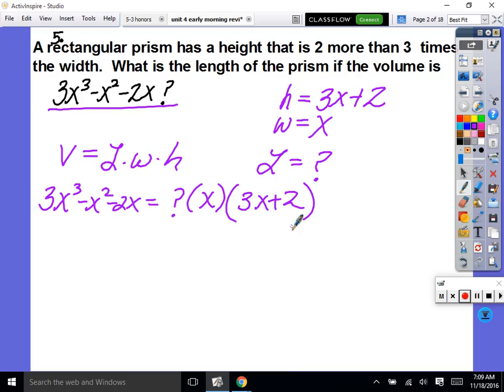Then remember what your goal is. It says solve for the length. So we need to get the question mark alone. What undoes multiplication? Division. Divide by x and 3x plus 2 on both sides.